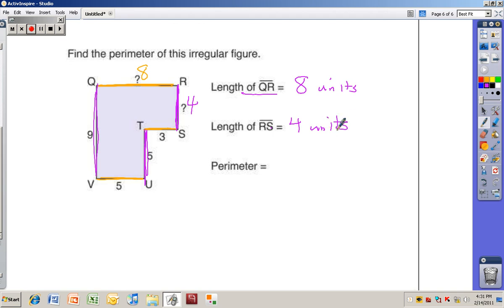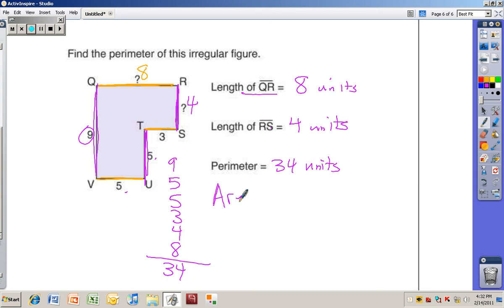And then the perimeter of the shape is adding all the sides together. I'm just going to start there, 9, 5, work my way around, 5, 3. Don't forget any of the numbers, that's the hard part here. And 8. And when you add all those together, you should get 34. 34 units for the perimeter.